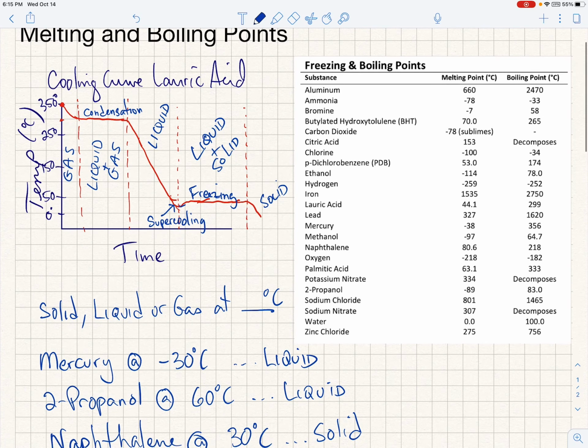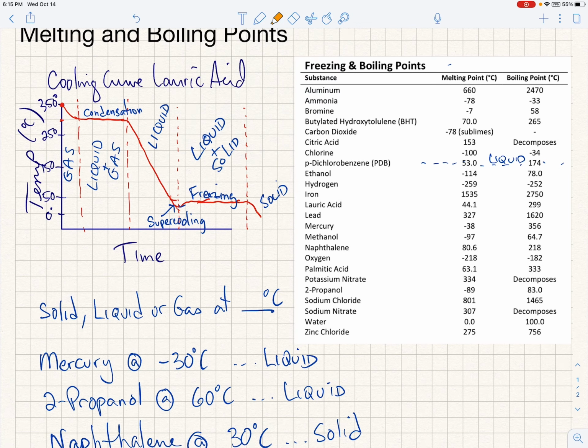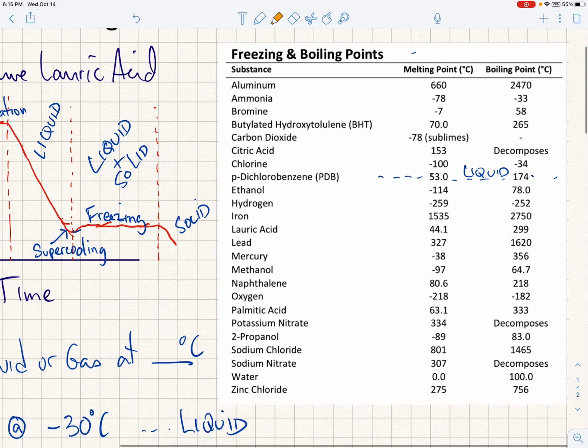Well, remember that for any substance, it is a liquid when the temperature is higher than the melting point, but lower than the boiling point. So that's where it's a liquid. Higher than the melting point temperature, but lower than the boiling point temperature. So if I want a substance which is liquid at 25 degrees, it has to have a melting point below 25 degrees. So let's go down the list.